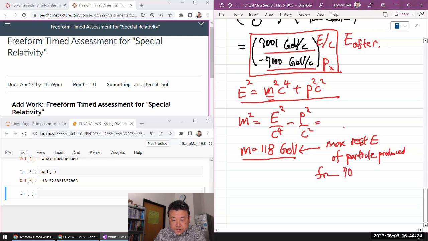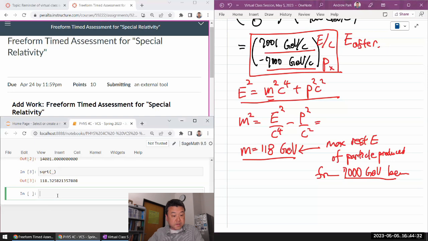from a 7,000 GeV beam. And notice the difference: this 118 out of 7,000. That's only what percent? So only 1.7% of the original energy. So much of the energy still remains as kinetic energy because the momentum had to be conserved.